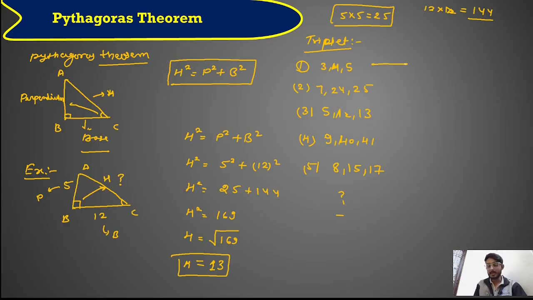Sometimes this triplet is also given in multiple forms. It means 2 times of this triplet is given. It means 3, 4, 5 can also be given as 6, 8 and 10. This is also a triplet. So, for example, I am taking just one example. This is 6, this is 10, and then what will be the value of base? You can find it easily. 6, 10, so what is the remaining value? 8. So base is 8.